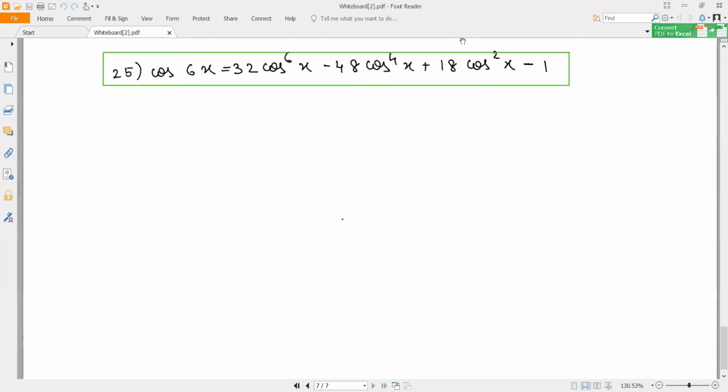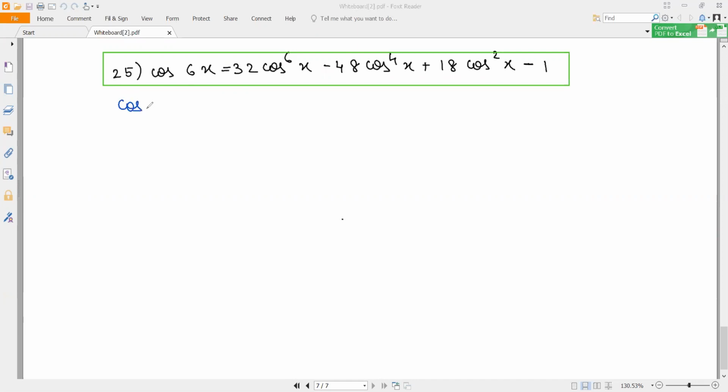Next, this is the last question from this exercise. Cos 6x is equals to, on the right hand side you have like 4 terms. So we know that cos 6x can be written in double angle form. We're trying to reduce this. We do not want 6x on the right hand side. We need the angle to be a single x on the right hand side. So let's try to get rid of 6x.